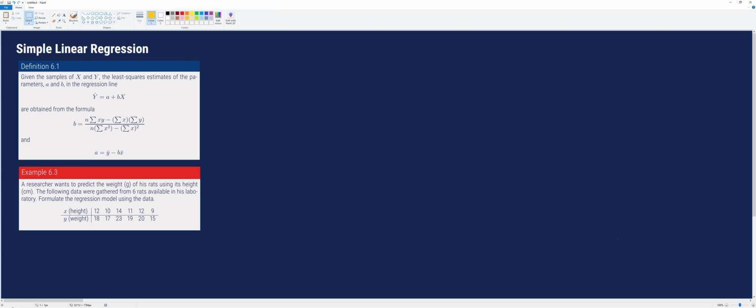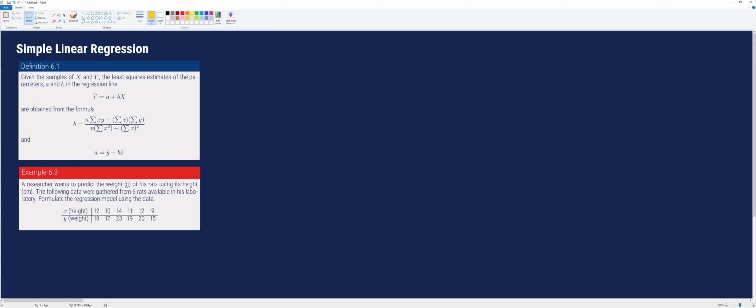Hi, in this video, I will be demonstrating how to estimate the parameters of a simple linear regression if the raw data is given. The regression equation, which can be estimated using the least squares method, gives the average value of the response variable y as a linear function of the predictor variable x.